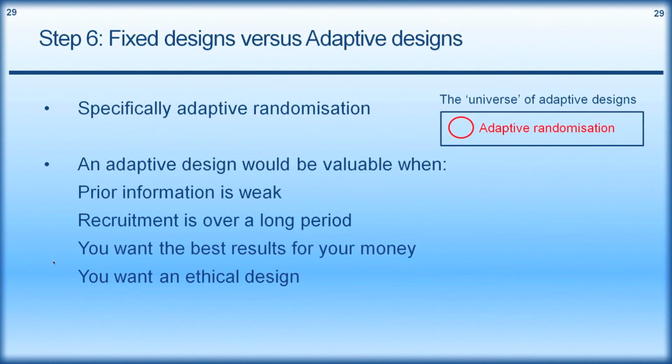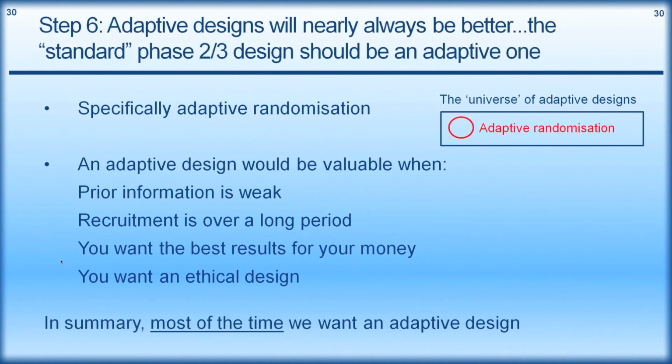I think a third point would be when you want the best results for your money. So if you're going to recruit 1,000 patients, you would like those 1,000 patients to all be contributing information to your understanding of the dose response curve. It's disappointing if only half of them are actually in the area of the dose response where they're most informative. And finally, if you want an ethical design, again, if patients are going to enter into the study, it's nice to know that they're going to generate data that's actually going to be informative to you. You don't really want them going on to doses that are not adding anything to your understanding of the dose response.